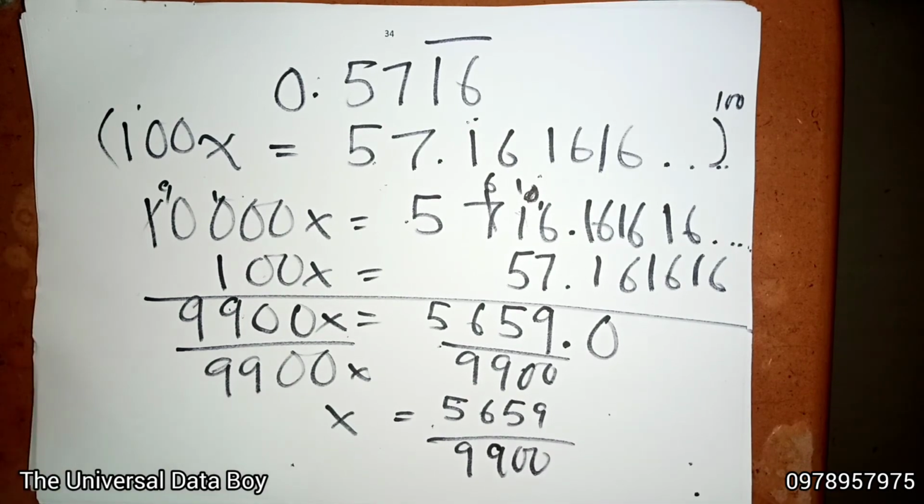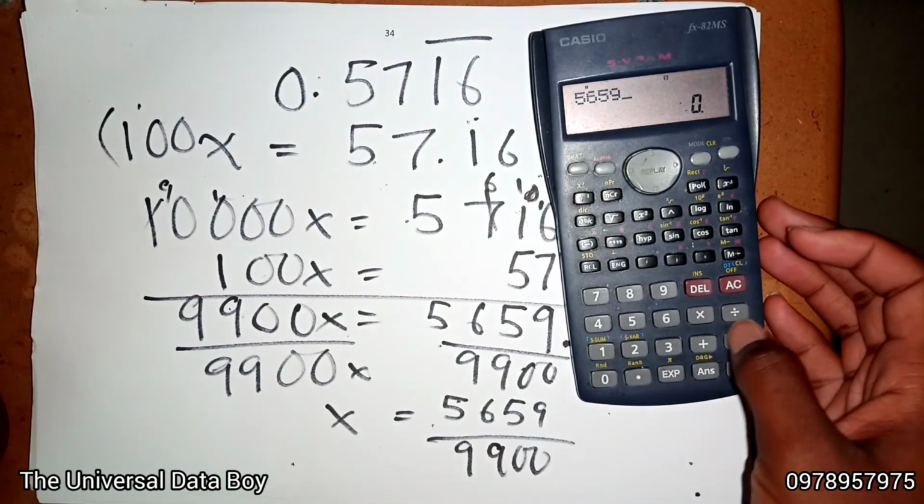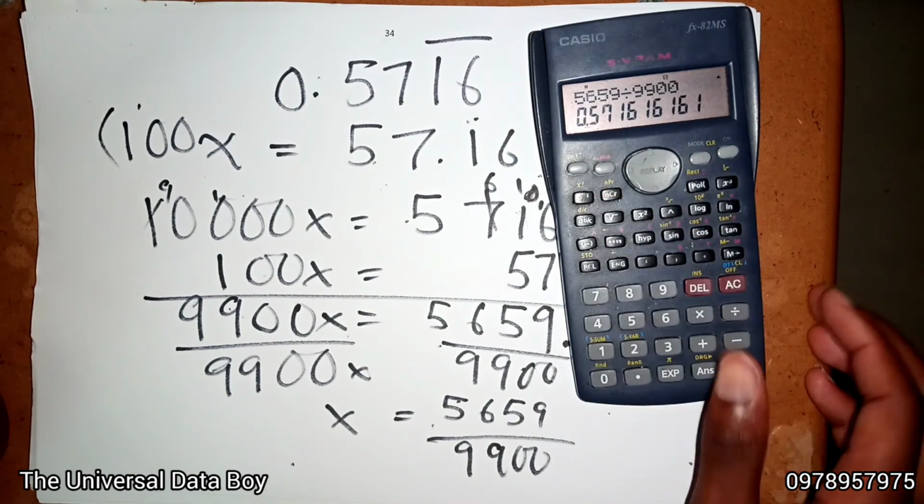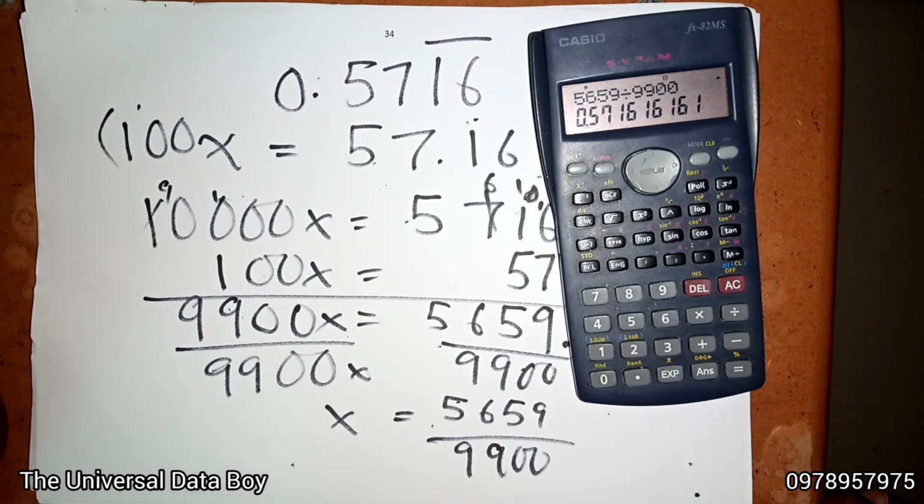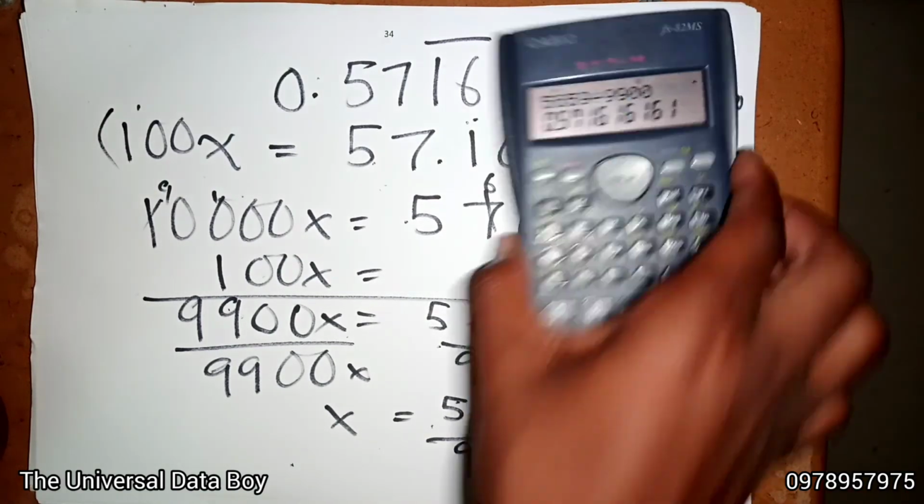So then let's try this with a calculator. 5659 divided by 9900. Yeah, we have it in our calculator, 0.57161616. So these are the steps that you're going to carry out.